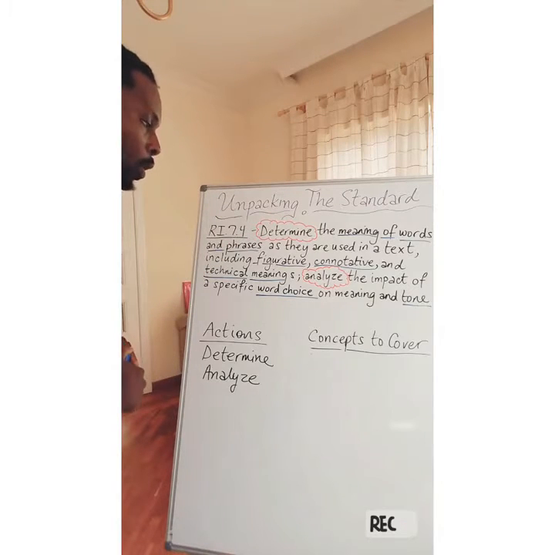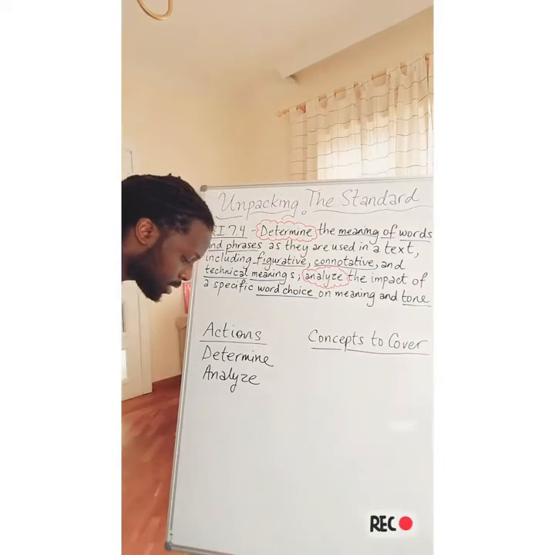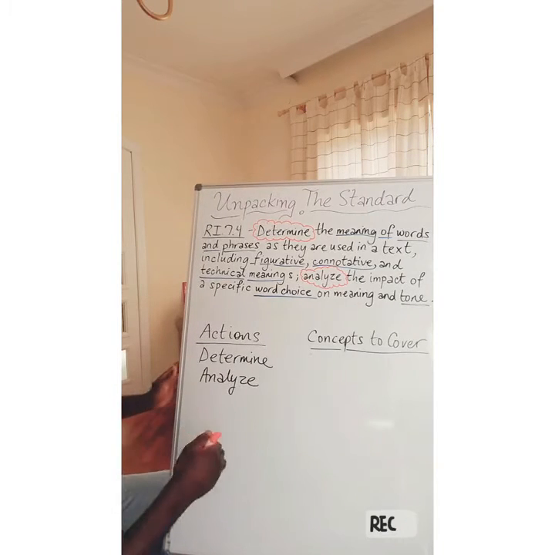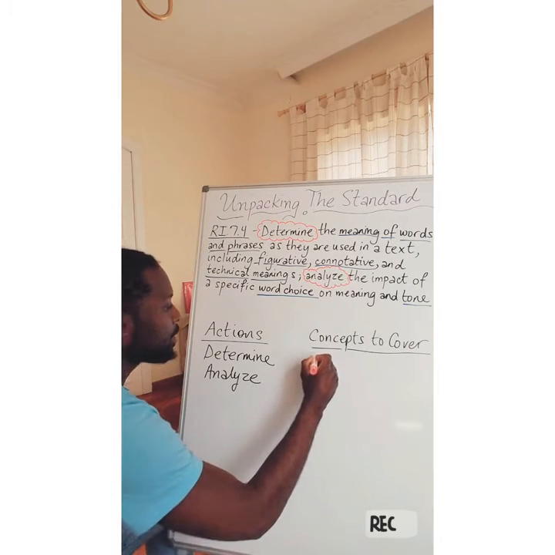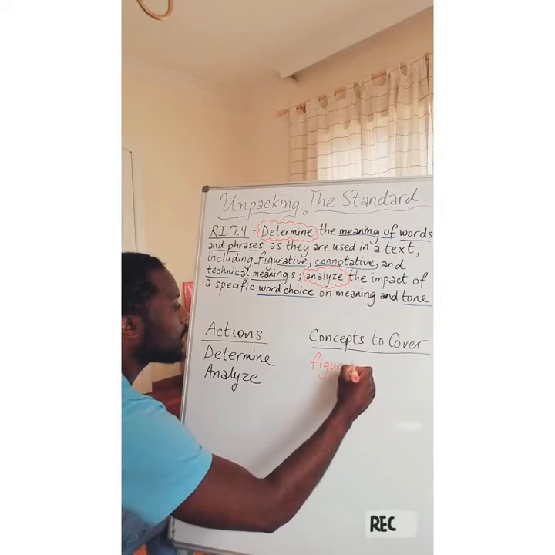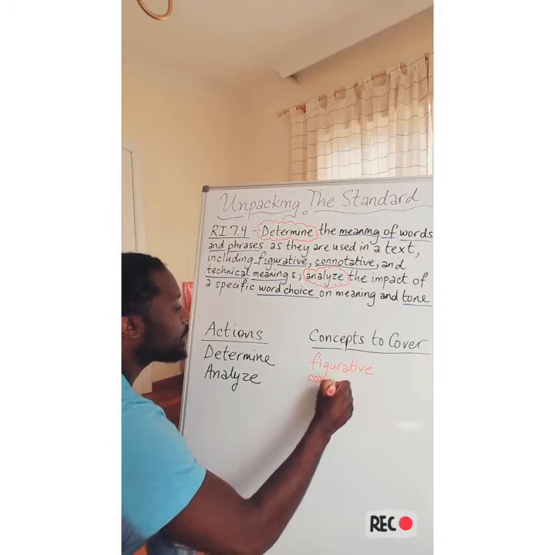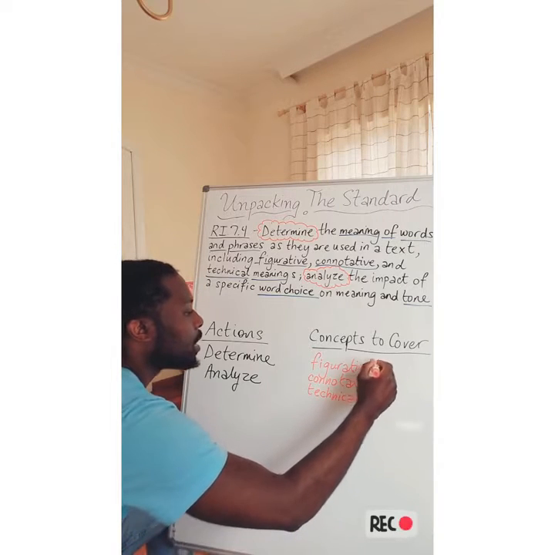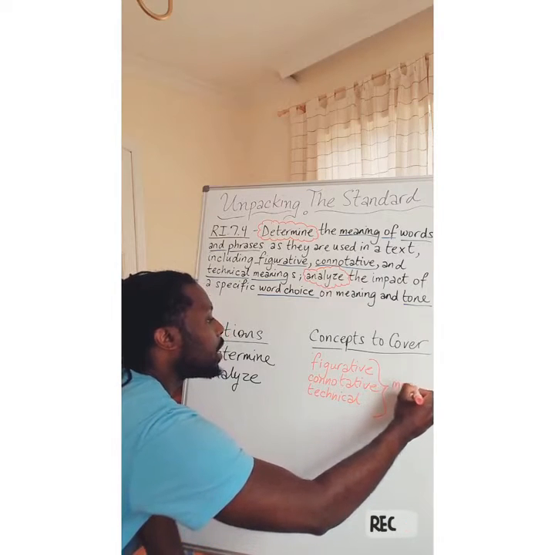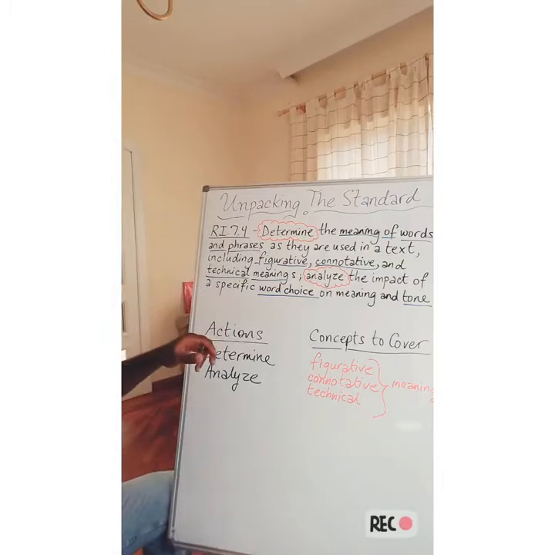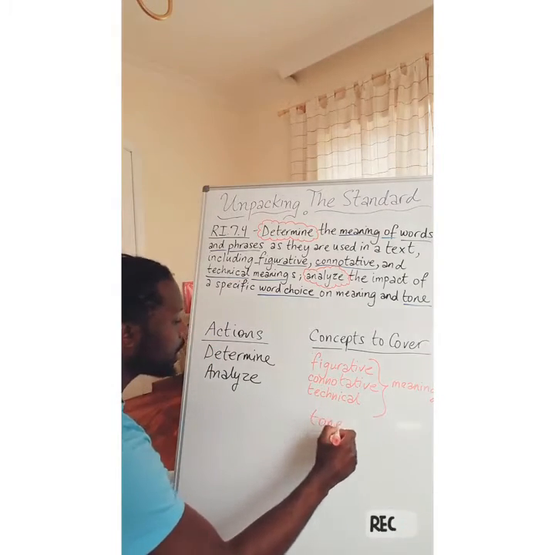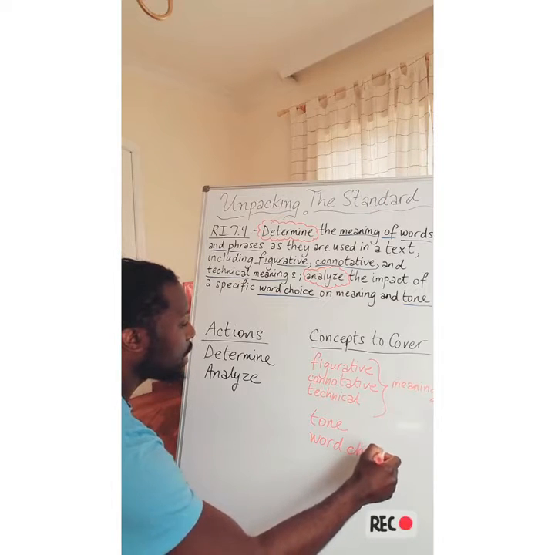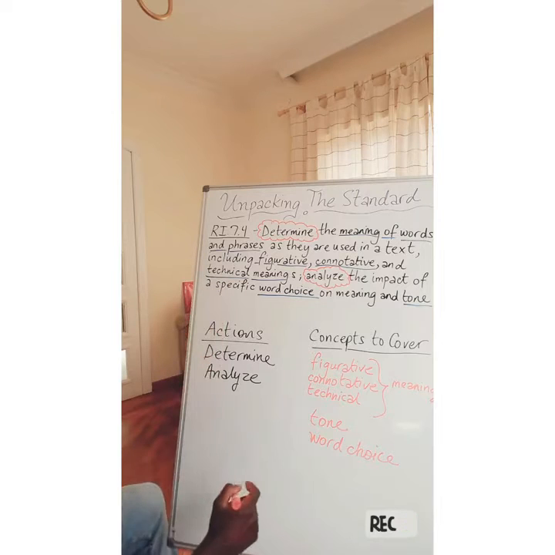So now, when I go ahead and record those concepts under the concepts to cover section, they're going to be stated as follows. So I have here figurative, connotative, and technical meanings. But then I also see tone, word choice, and then also phrases. So you have phrases as well.